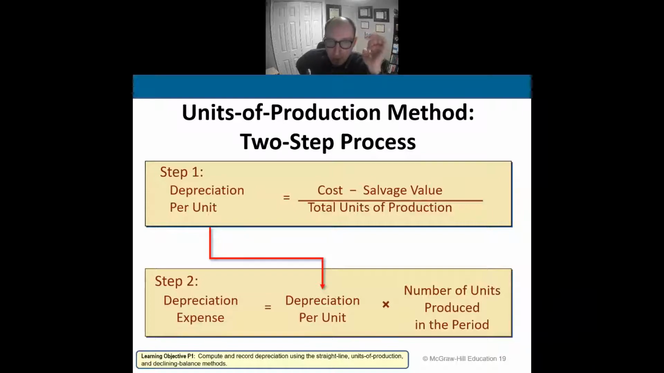Per unit. That's the first step. Cost minus salvage value divided by total units of production. That's how I find my depreciation per unit. The second step is to find the depreciation expense. I take my depreciation per unit times the number of units I have produced during that accounting period, during that year.